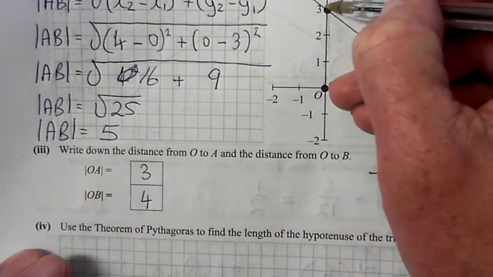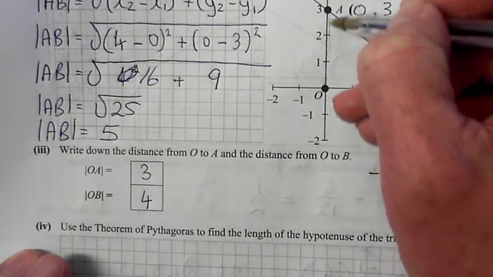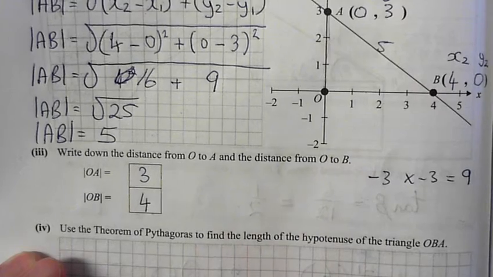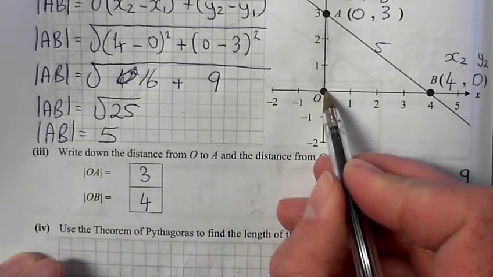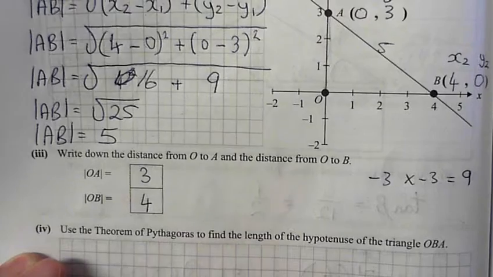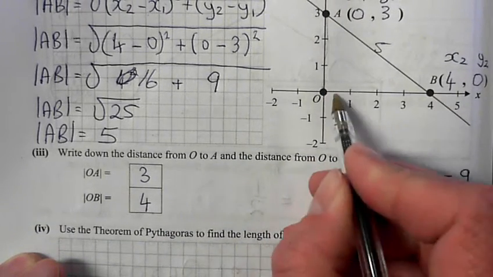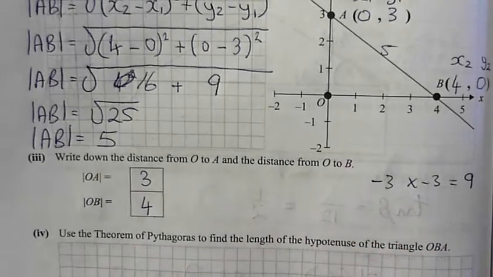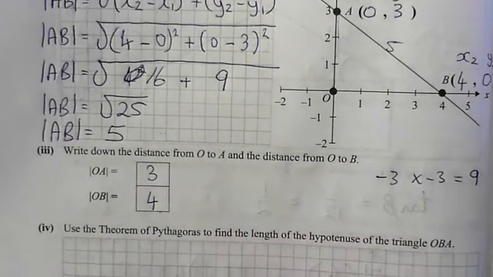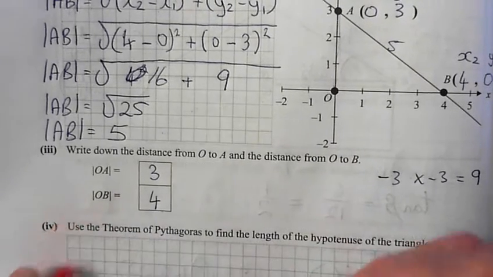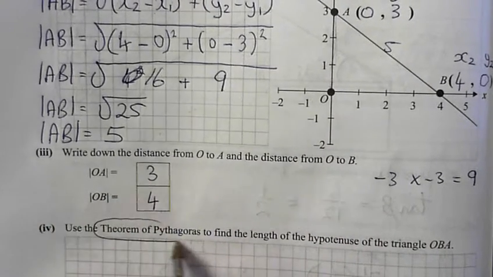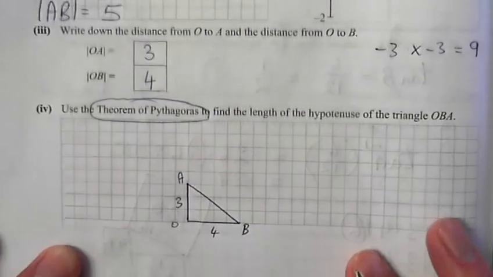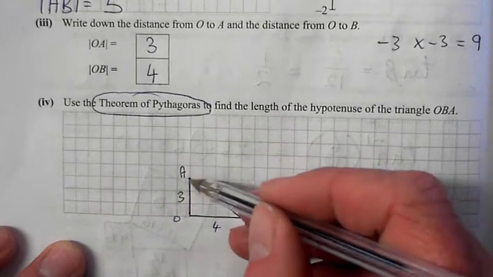The length of this side, OA, the length of that side was 3, so I did 3 squared. The length of this side, OB, that's 4, isn't it? So I'll do 4 squared. And what you had to do is do the sum again using the theorem of Pythagoras to find the length of this side.